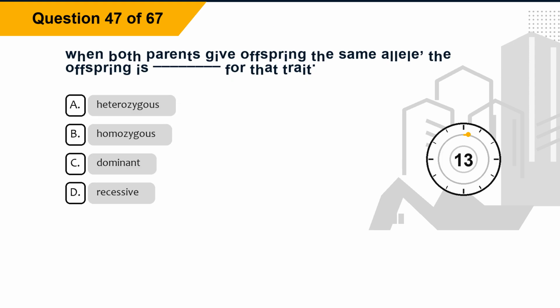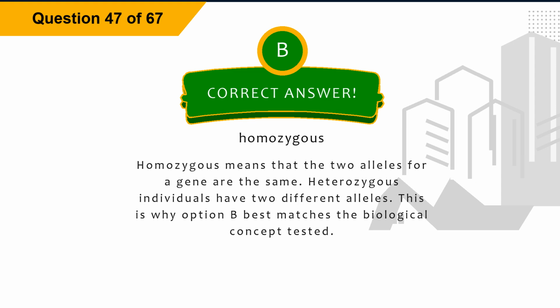Question 47. When both parents give offspring the same allele, the offspring is blank for that trait. Option A, heterozygous. Option B, homozygous. Option C, dominant. Option D, recessive. The correct answer is option B, homozygous.